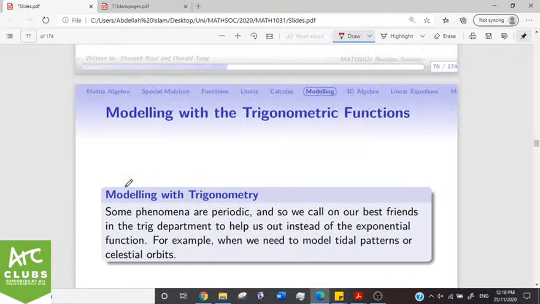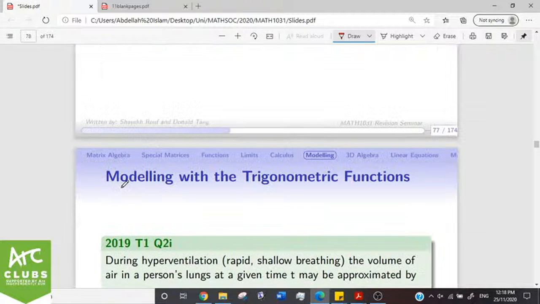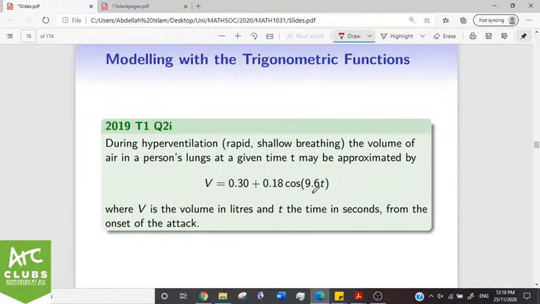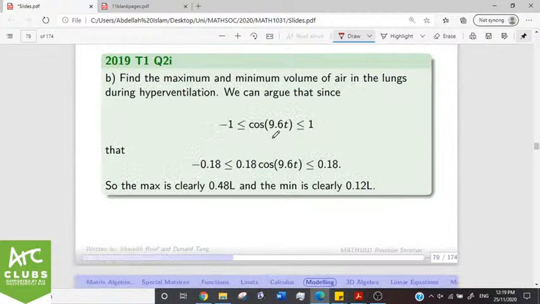We can use trig functions to model as well. For example here, when you have something that oscillates, you can always model it using a trig function. Here we're doing volume of air in a person's lung. Of course, as you breathe in, you're going to get lots of air, and as you breathe out, you're expending air. As you breathe in, you're getting lots of air, etc. So it is oscillating like a trig function. This question asks us to find the maximum and minimum volume of air.